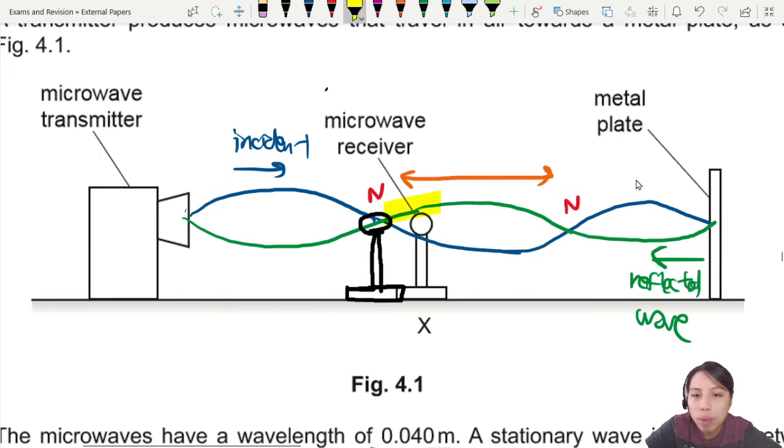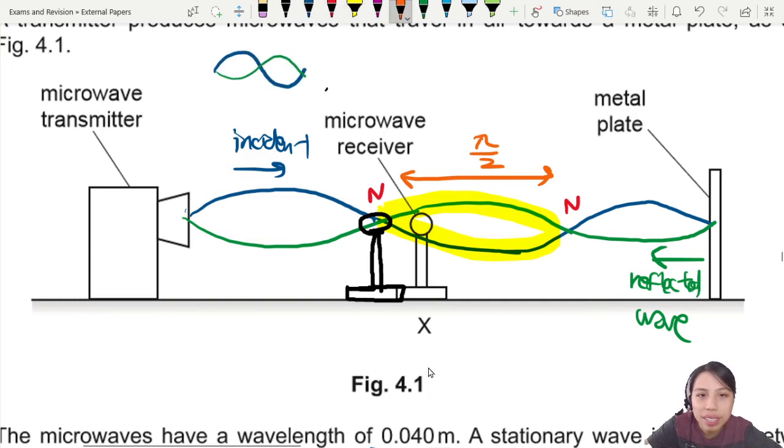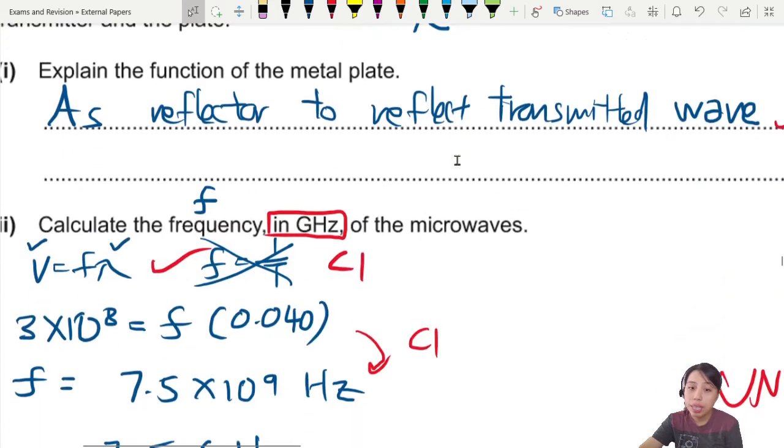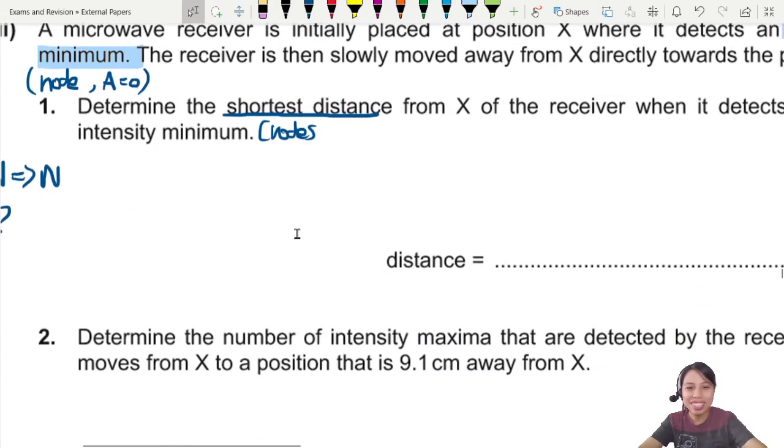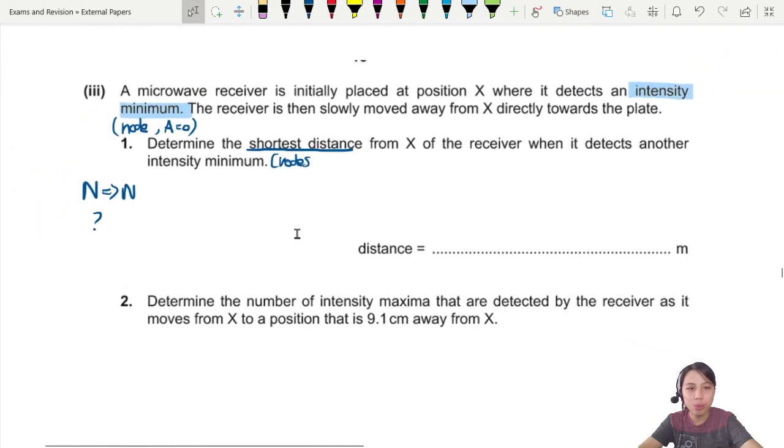is what we call one loop, by the way. Distance between two nodes. This one loop is lambda over 2. How do we know that? Well, you kind of recognize. This is one full cycle, if you add the other side. So this whole thing is lambda. So two loops is lambda, so one loop is lambda over 2. They give us wavelength, right? So we can find the lambda over 2.